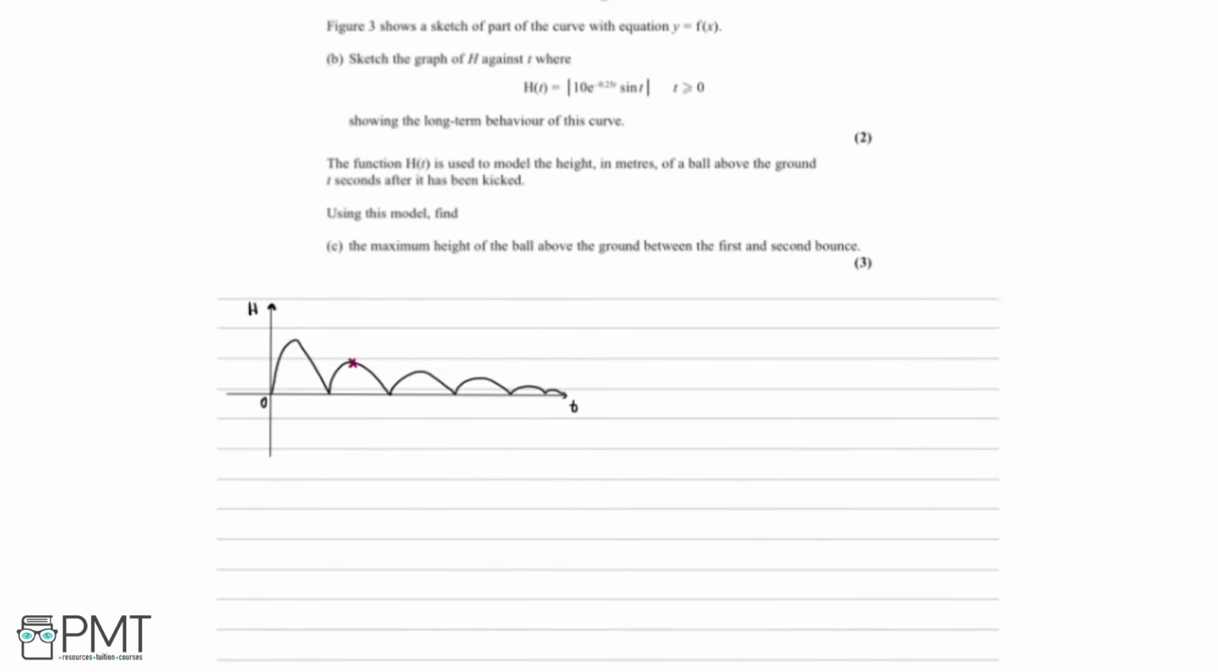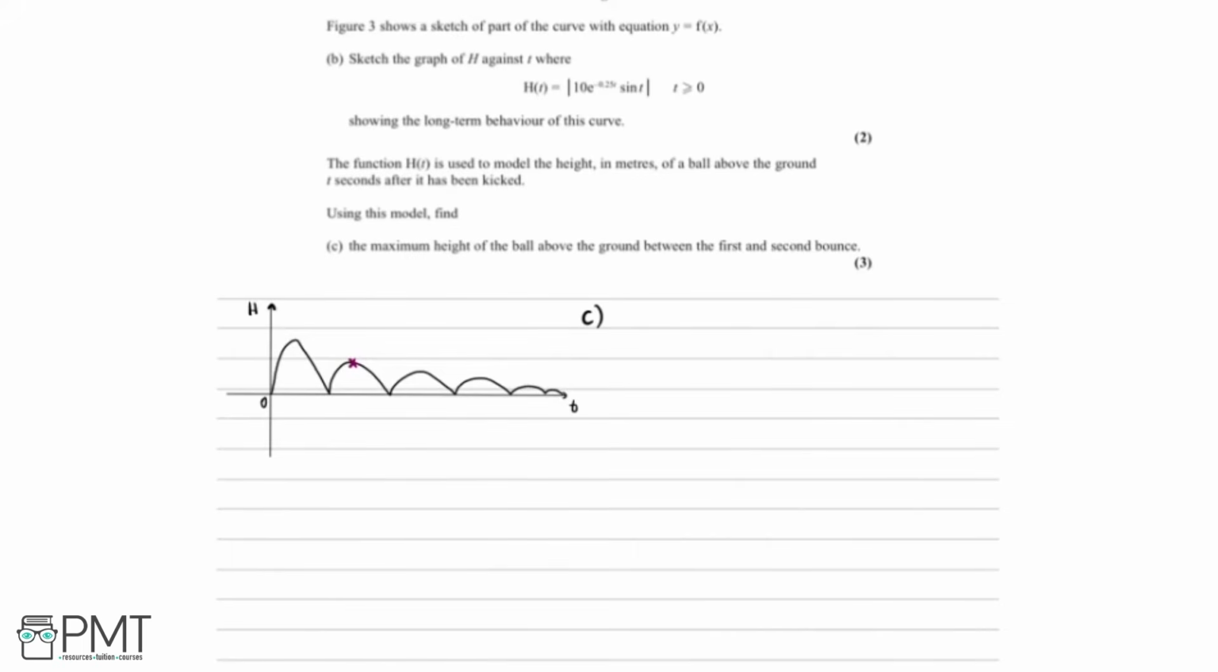And this is because here the ball's been kicked, and then it starts to fall, and here it has its first bounce. So this is the point in between the first and second bounce, and here's the second bounce. So we need to identify this point. Well, what's great is that in part A we found out that the turning points satisfy the equation tan x equals 4. So we can use that here.